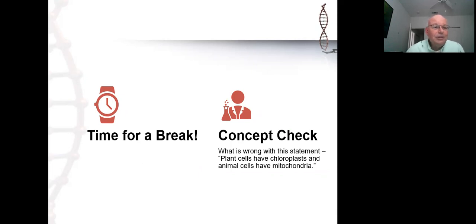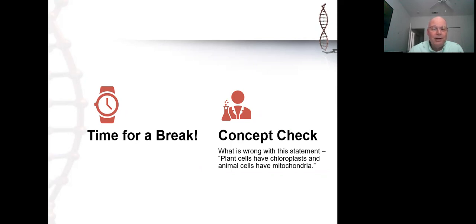Now, this should not be terribly difficult for you to figure out because we've just been talking about this. What's wrong with this statement? It is true that plant cells uniquely have chloroplasts, but it is not true that animal cells uniquely have mitochondria.